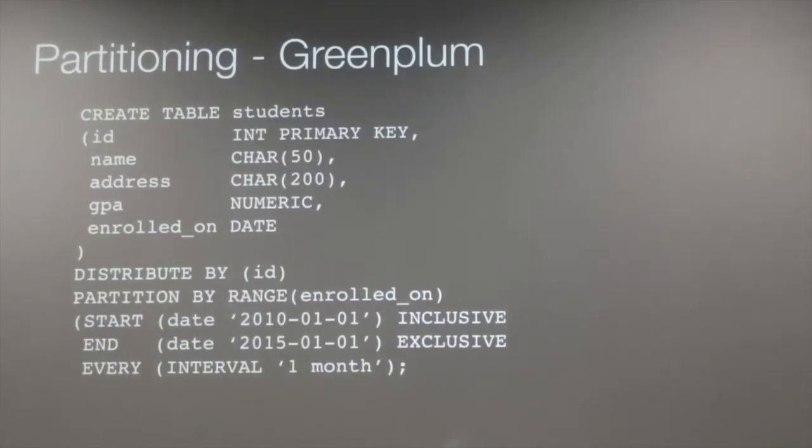And we'll go through this quickly. In addition to the distribute by, now on an MPP database, you can also partition by. We're partitioning this by date, and we're creating one for every month. The important gotcha there is that it's exclusive. So on January 1st, 2015, all inserts to this database are going to start failing. You won't be able to put data in.